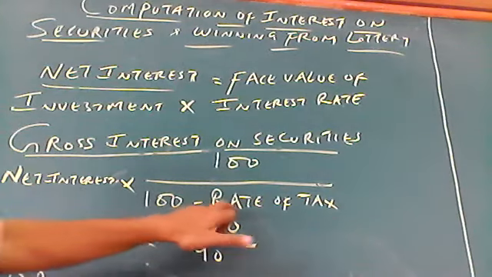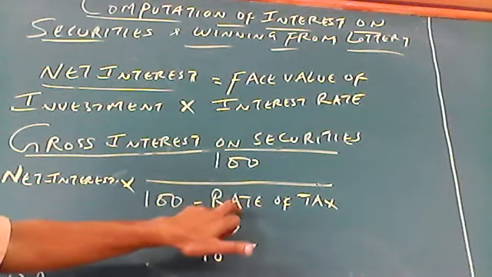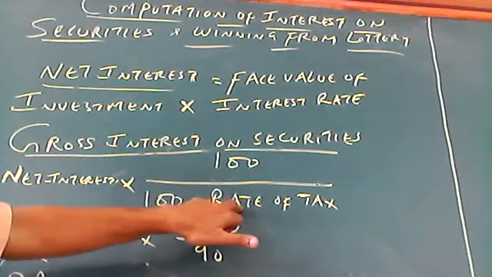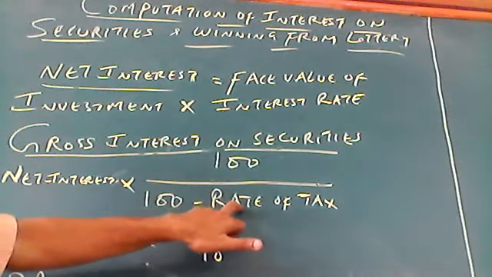Why 90? We have to pay 10% TDS. The tax rate is 10% on securities. On interest on securities, you pay 10%.